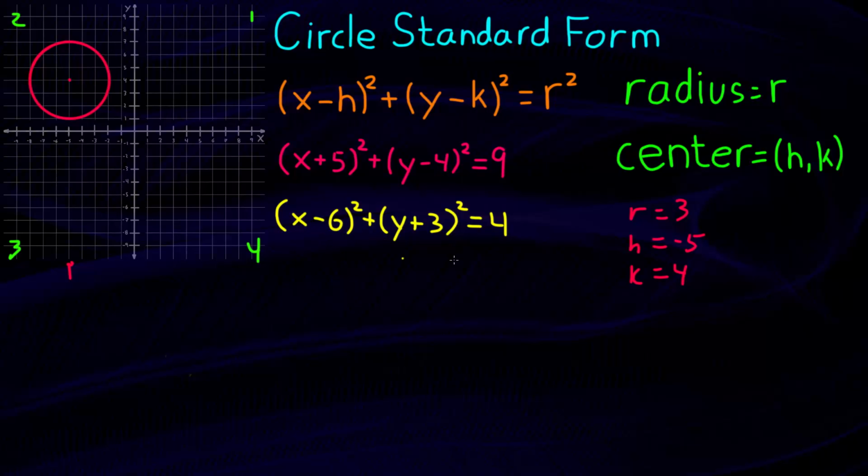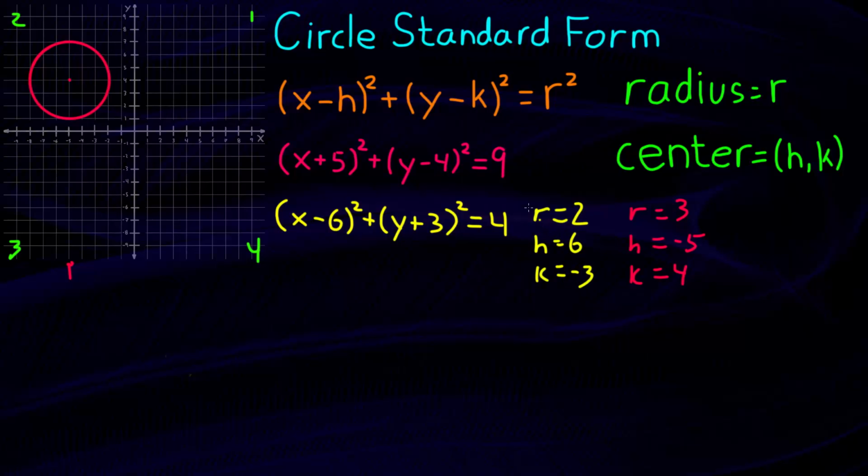So if we have x minus 6, let's start getting our values again: r, h, and k. The radius squared is 4, so we take the square root, and the radius is 2 for this particular circle. Hopefully you figured that out. h is positive 6 and k is negative 3.